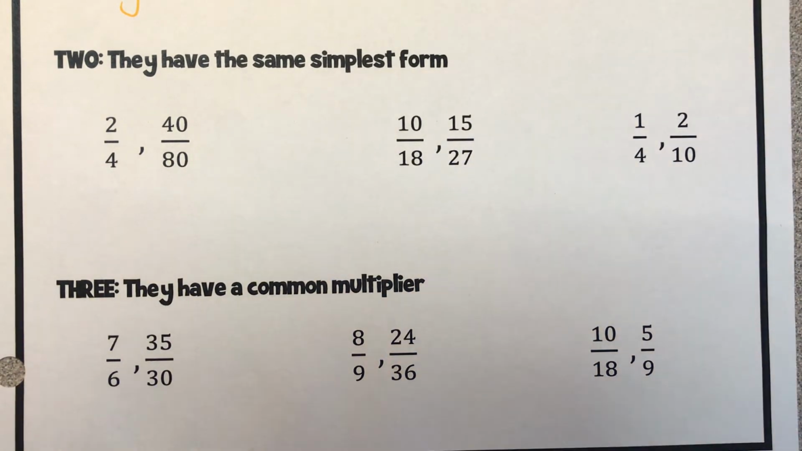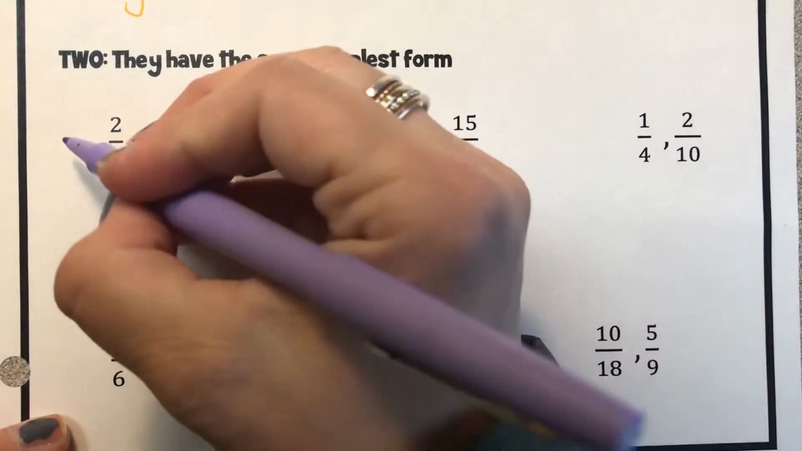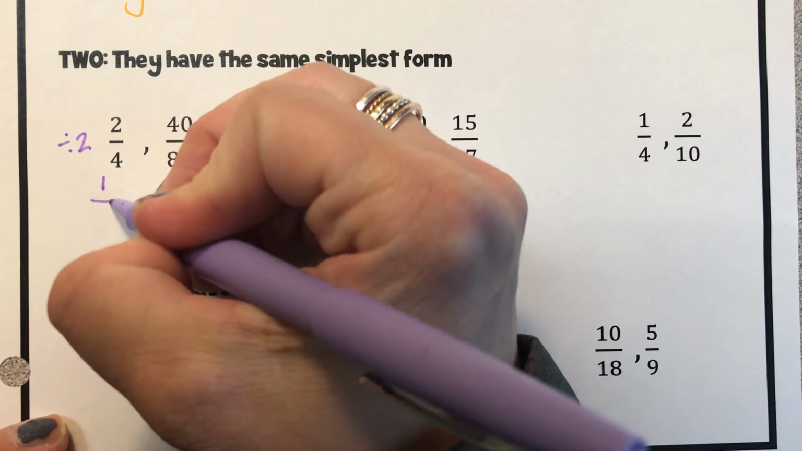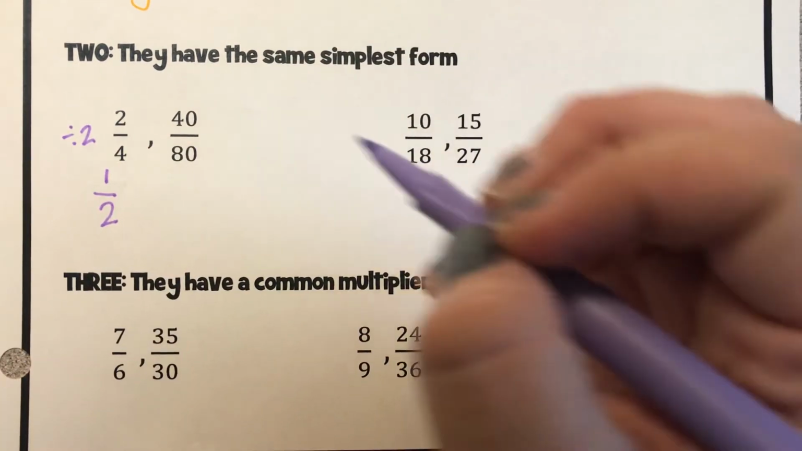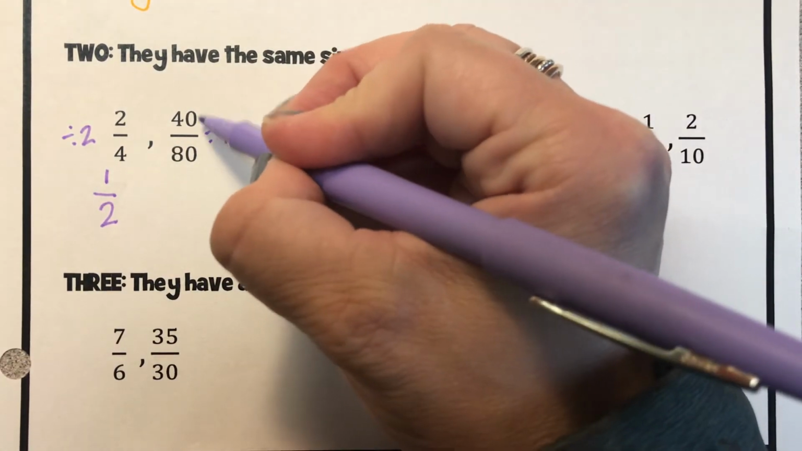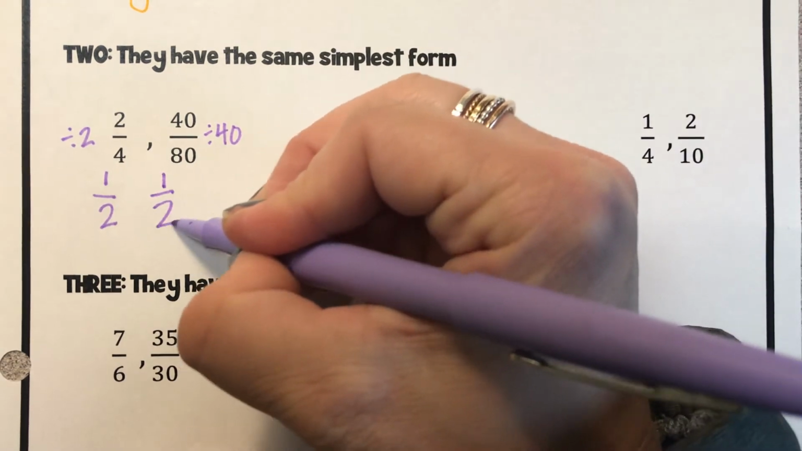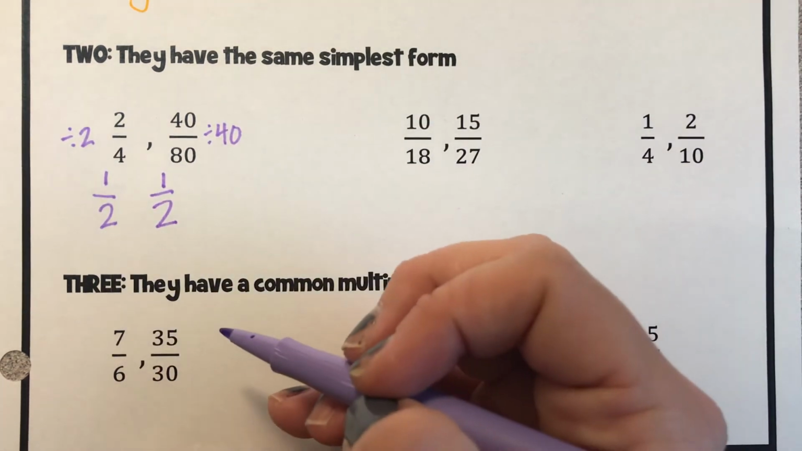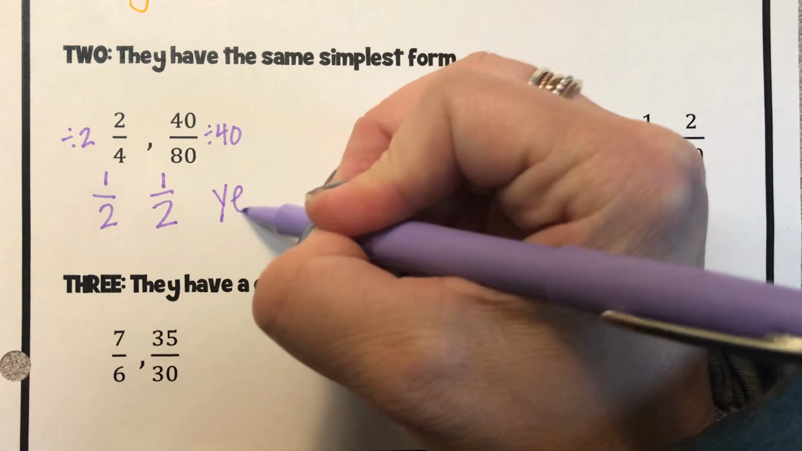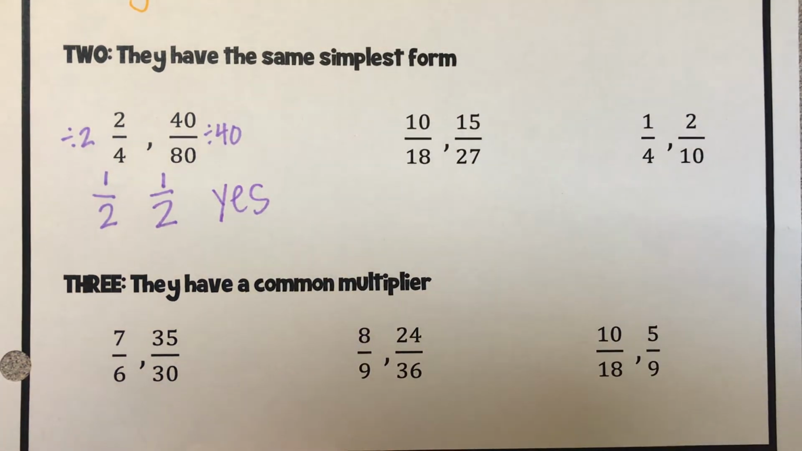The next way is to check to see if they have the same simplest form. So what we're going to do is simplify these fractions. 2 and 4 are both divisible by 2. 40 and 80 are both divisible by 2. They have the exact same simplest form, so yes, these are a proportion.